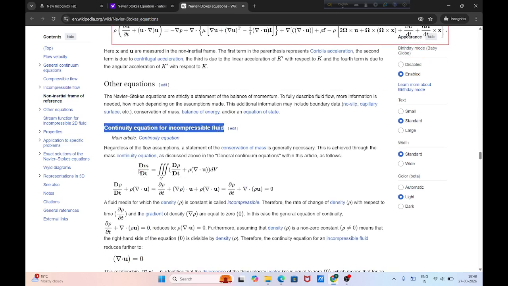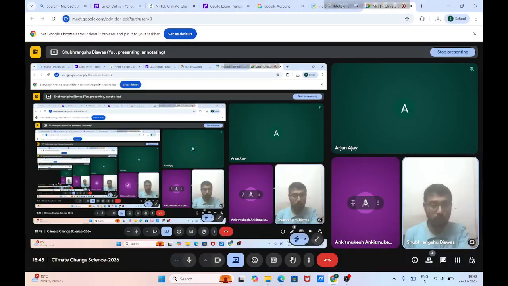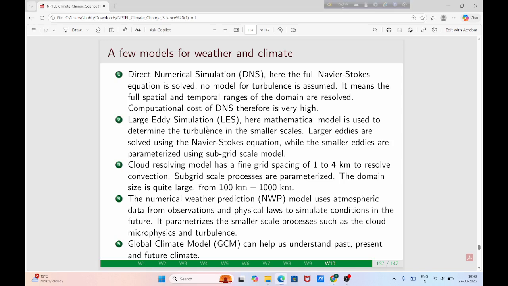So they have determined the change of mass with respect to different processes, maybe the convergence or divergence of the fluid and also the local change of the density of the fluid. Mass cannot be created or destroyed, that is the basis of the continuity equation. Using these two equations, they solve the full motion of the fluid in direct numerical simulation. They do not assume any kind of parameterization. Whatever is present in the grid or as the initial condition, they take it completely. That's why the full spatial and temporal ranges of the domain are resolved. That is the most accurate form of solving the Navier-Stokes equation.